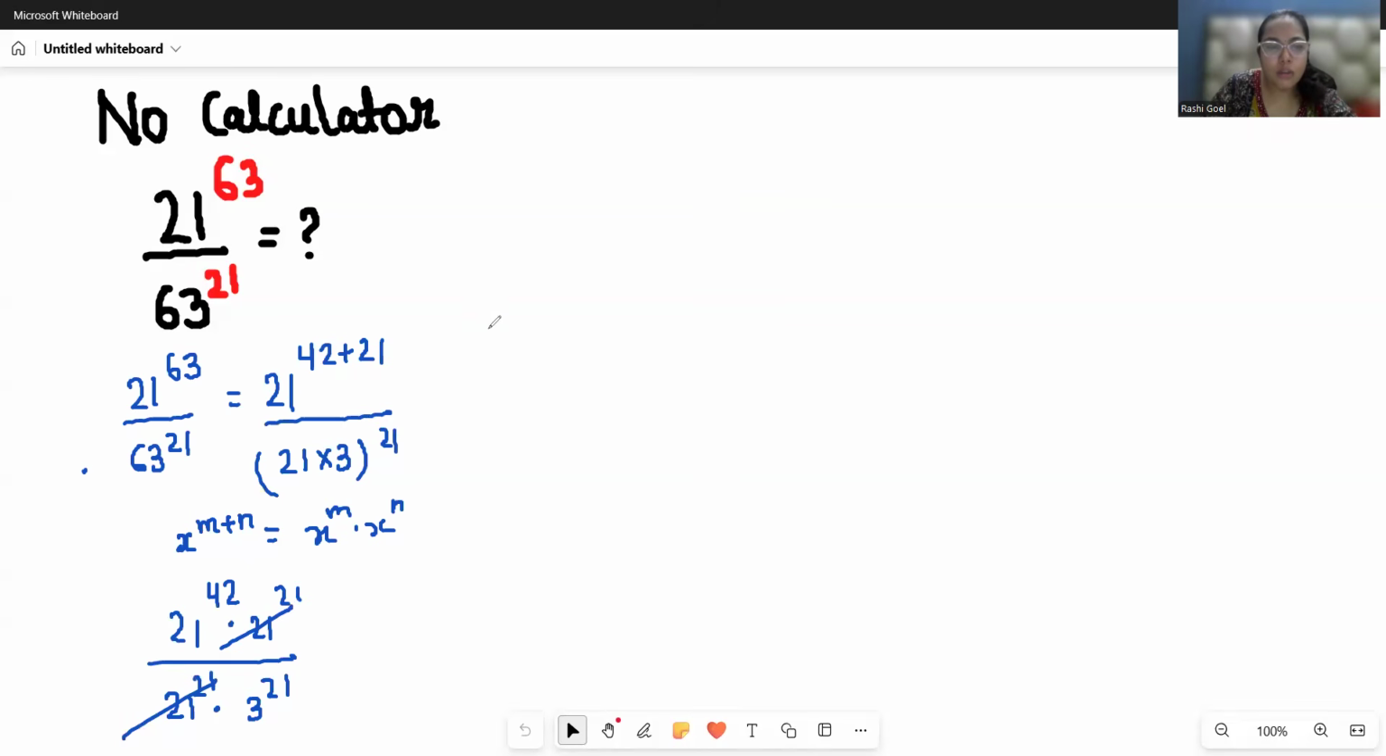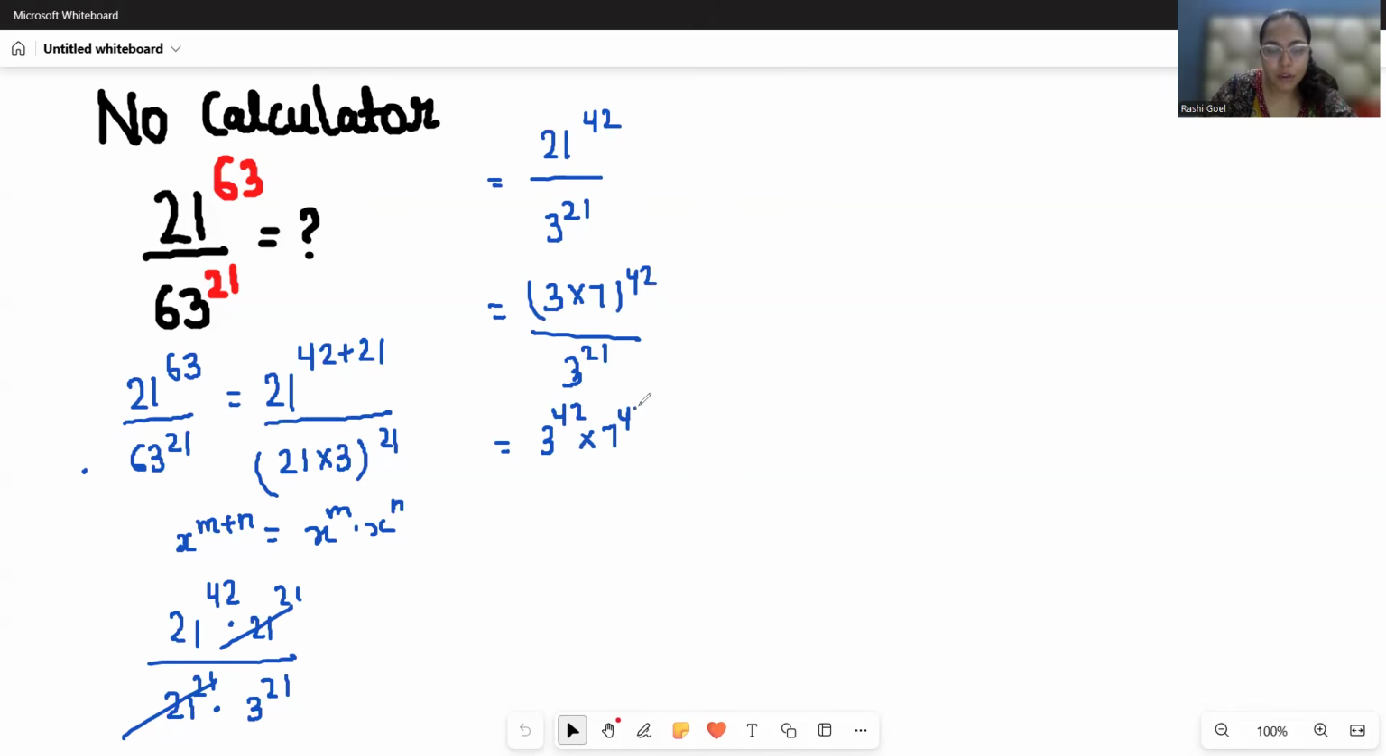So this will cancel out. So what is left? 21 power 42 over 3 power 21. Now 21 I can write as 3 times 7 whole power 42 over 3 power 21. Now we can break this as 3 power 42 times 7 power 42 over 3 power 21.